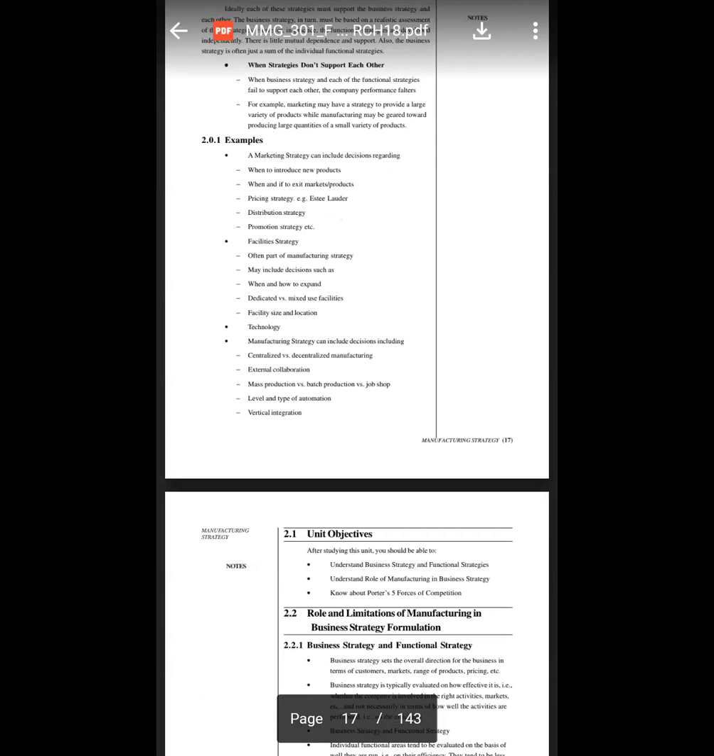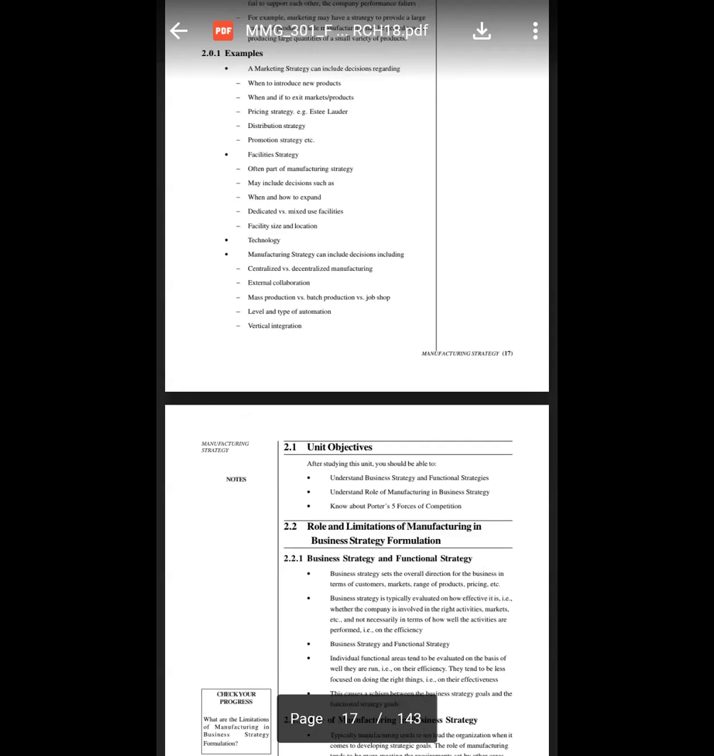Now technology, definitely your technology also plays an important role, in how you make your product. While consuming the product, the customer also sees the taste and preference of the product. If the taste is good, definitely they will prefer to purchase your product again and again. But if you don't have a proper product taste, then definitely your product cannot grow easily. Now manufacturing strategy decisions include centralized and decentralized manufacturing, external collaboration, mass production, batch production, and job shop, level and type of automation, and vertical integration. So these are all examples of manufacturing strategy.